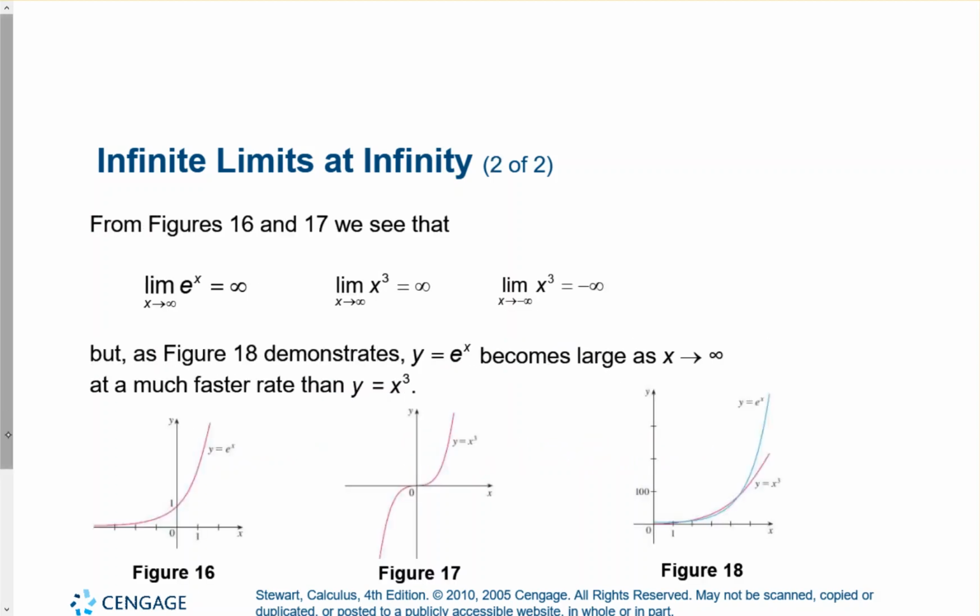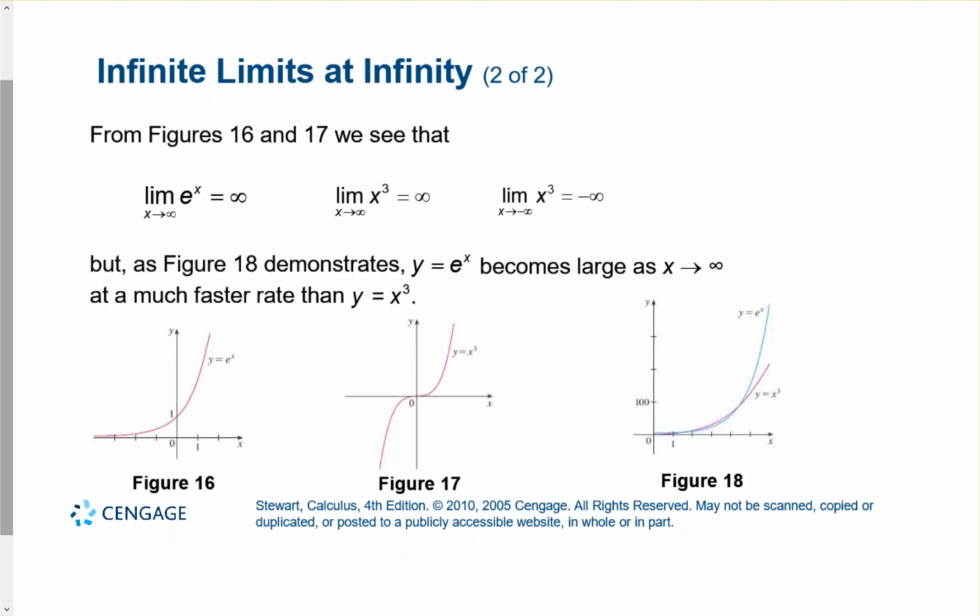Okay, so here we have some figures. Here we have e to the x. As x goes to infinity, notice that we have this function take off in the infinity direction. So that's infinity. As x goes to infinity for x cubed, we have a similar story. It takes off in the infinite direction. If we had limit as x approaches negative infinity, now we're going in the opposite direction, so we're going to negative infinity.